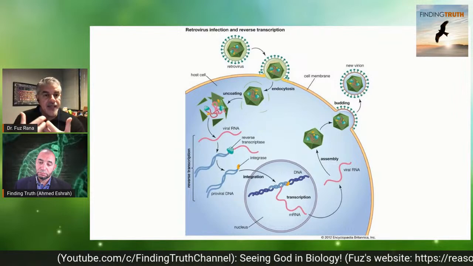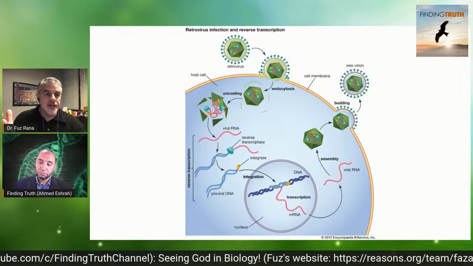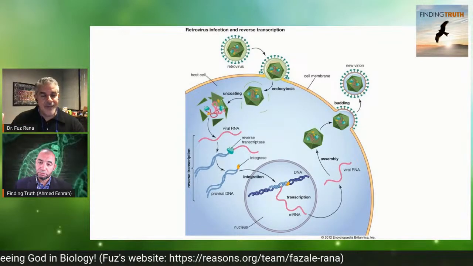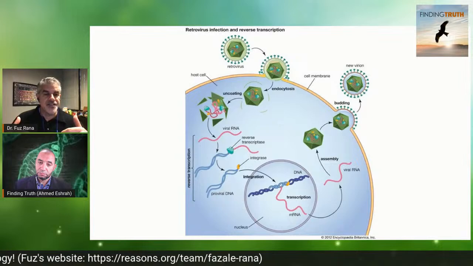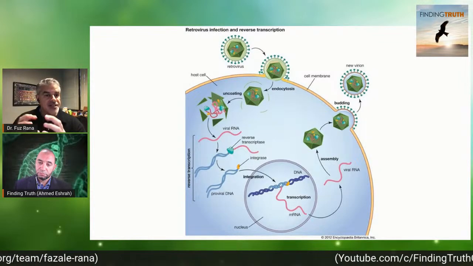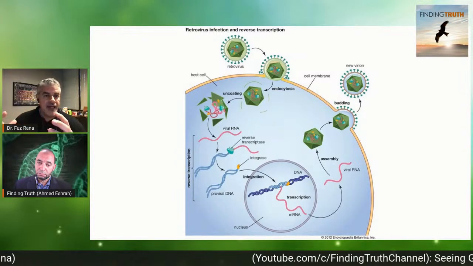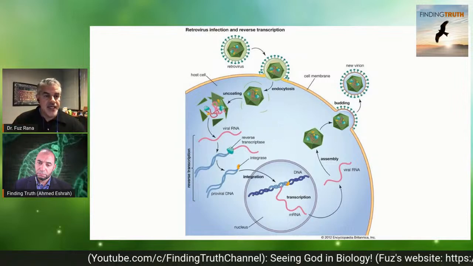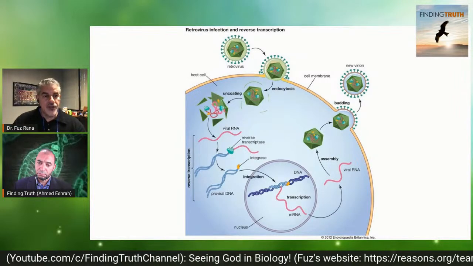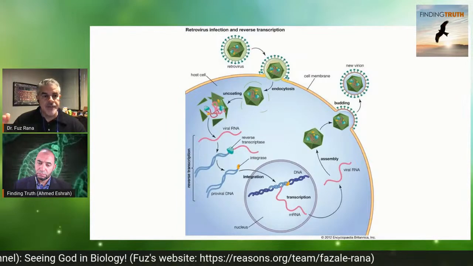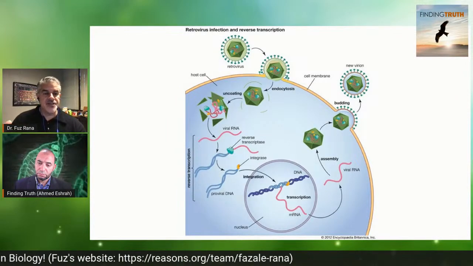And that binding event will then trigger other biochemical events that cause that viral capsid to become engulfed by the cell. And then once inside the cell, that capsid will essentially break down. There's a variety of mechanisms by which it breaks down. And what's released is the RNA molecule along with the reverse transcriptase enzyme and the protease and the integrase enzymes.